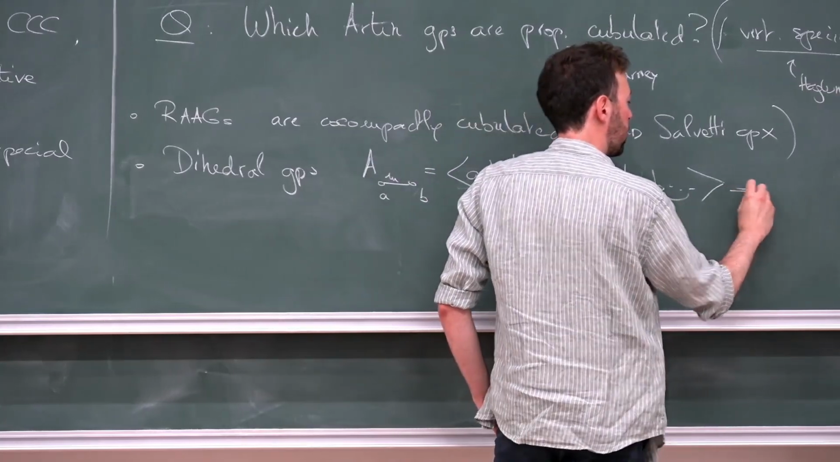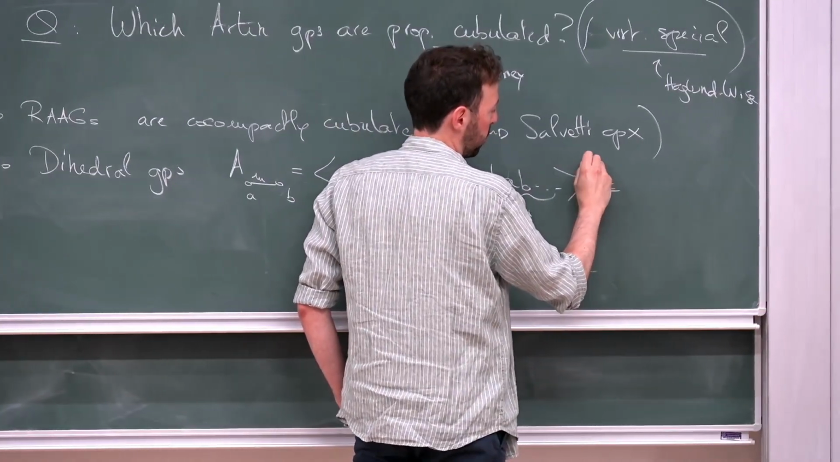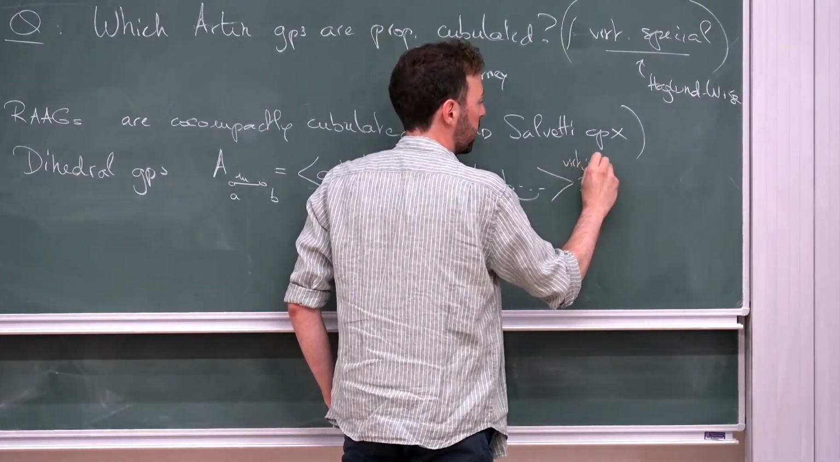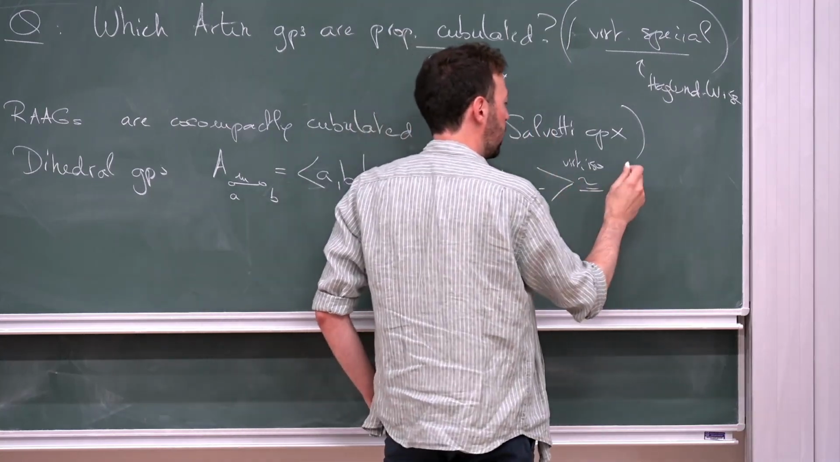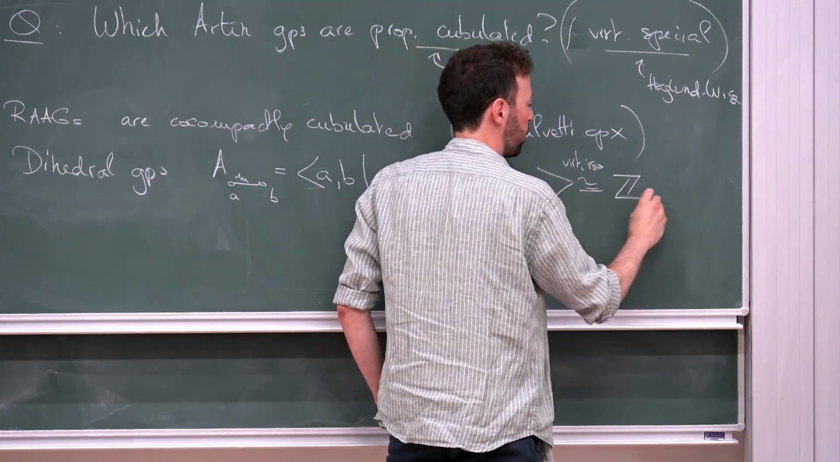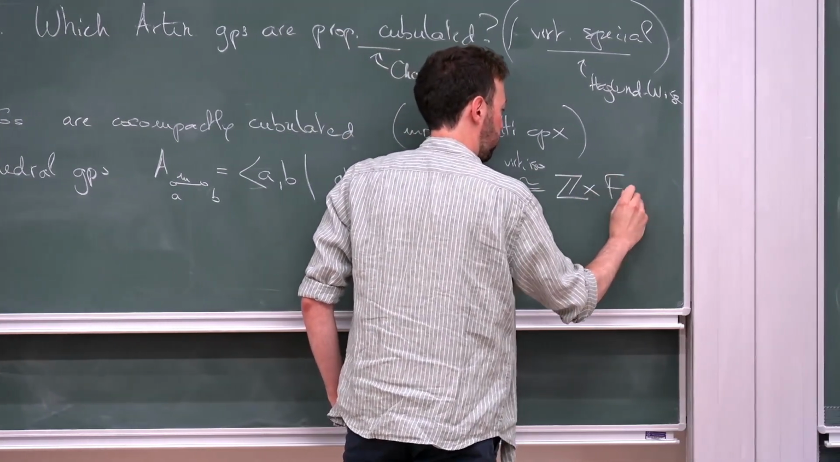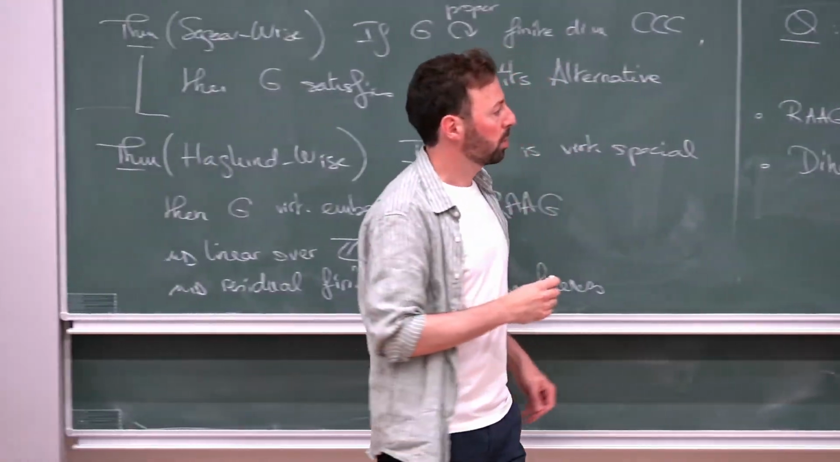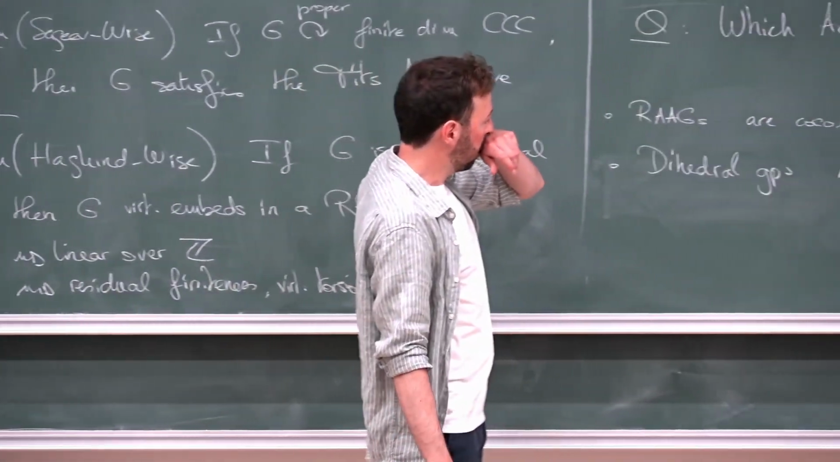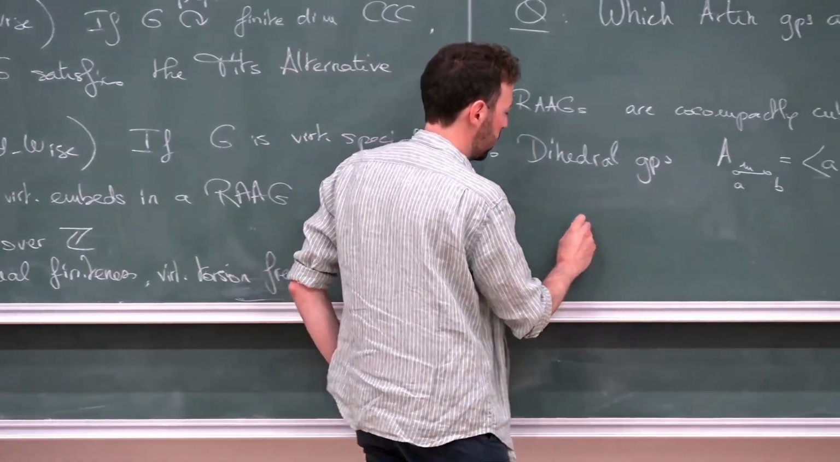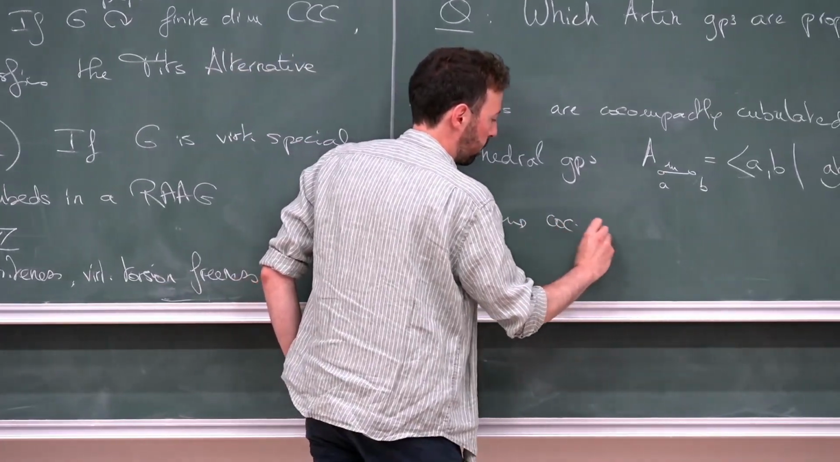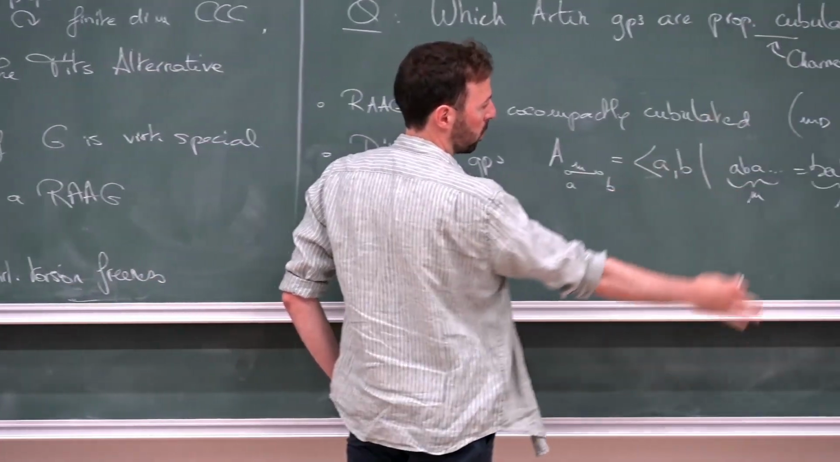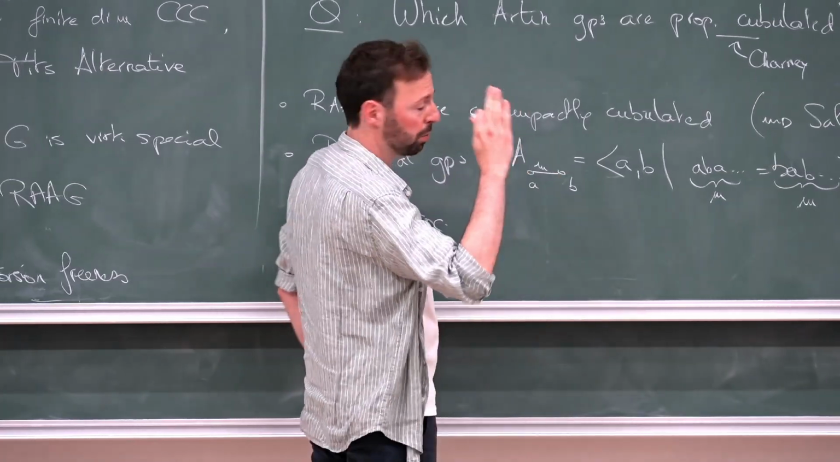So those ones are actually virtually isomorphic, so their structure is well understood. They're virtually isomorphic to Z cross a free group, so their central quotient is a virtually free group. So in particular, they are co-compactly cubulated, and they act on a product of a line and a finite valence tree.